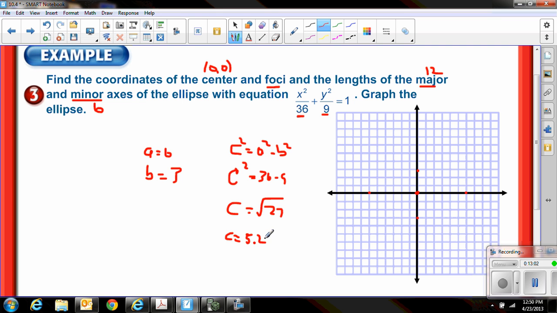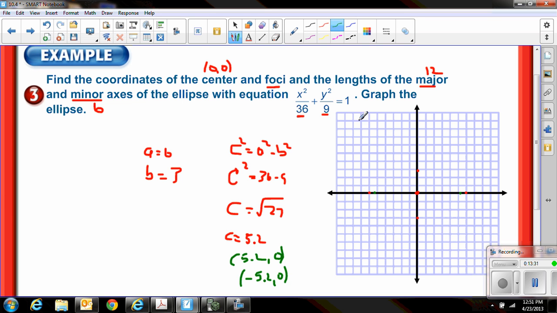So we'll say C is about 5.2. Now what that means is my foci are located 5.2 from the center. So I would go 5.2 this direction, about right there. So one of them is located at 5.2, 0, and the other one located in this direction, which is the point negative 5.2, 0.